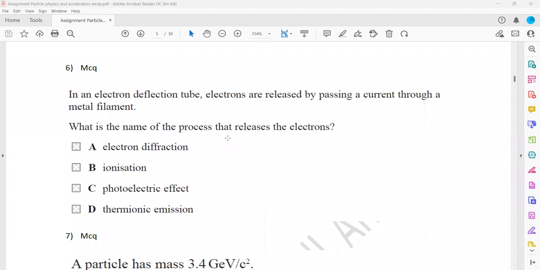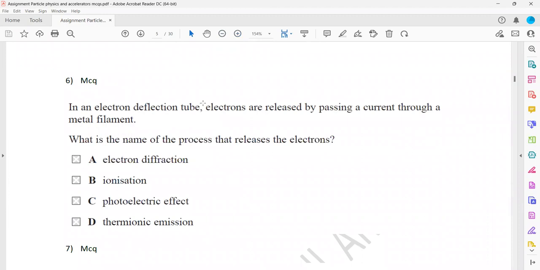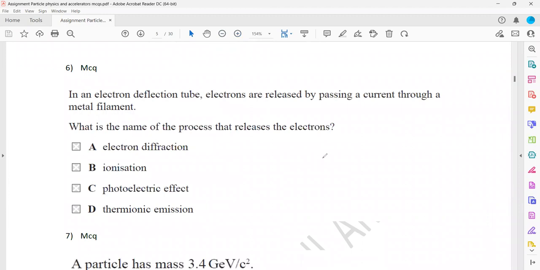In question 6, in an electron deflection tube, electrons are released by passing a current through a metal filament. What is the name of this process? Because electrons can be released in two ways. One is the photoelectric effect, another one is thermionic emission. In the photoelectric effect, when light in the form of a photon having energy more than the work function, the minimum possible energy to remove an electron, is incident, the electron will come out. That is called the photoelectric effect.